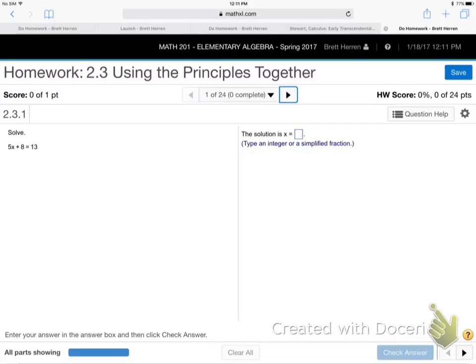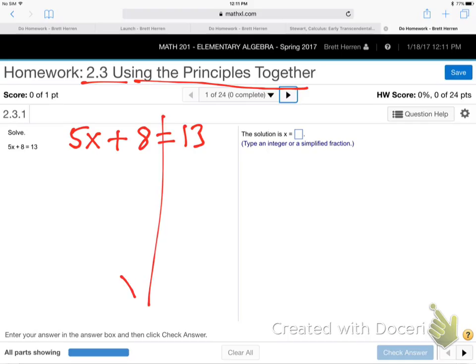Okay, so here we are, section 2.3 now. We have 5x plus 8 equals 13. So these will take a couple of steps now. Now we're going to put it all together, like it says, using the principles together. So the name of the game again, x is saying, I want to be alone. So get rid of all the stuff that is with me.